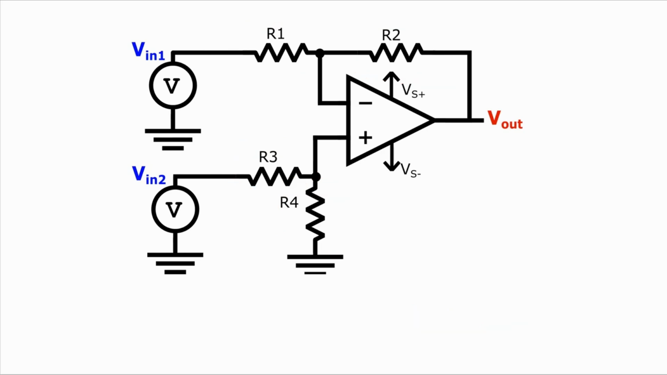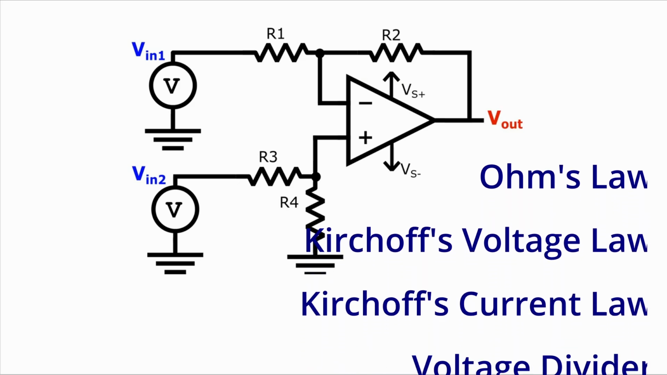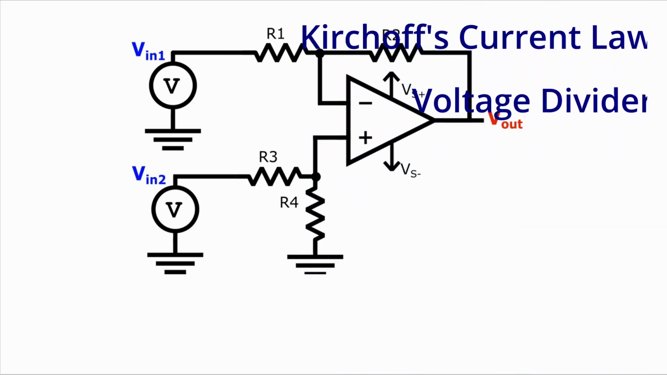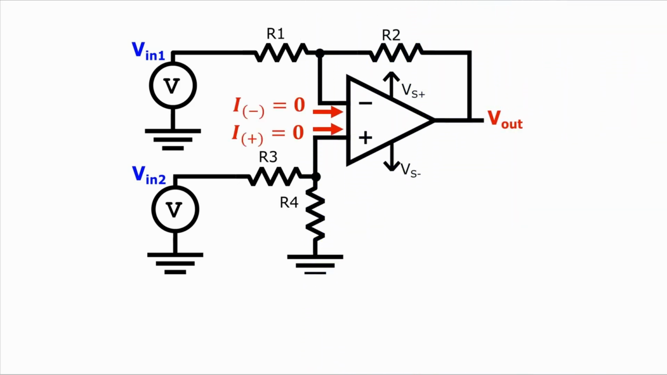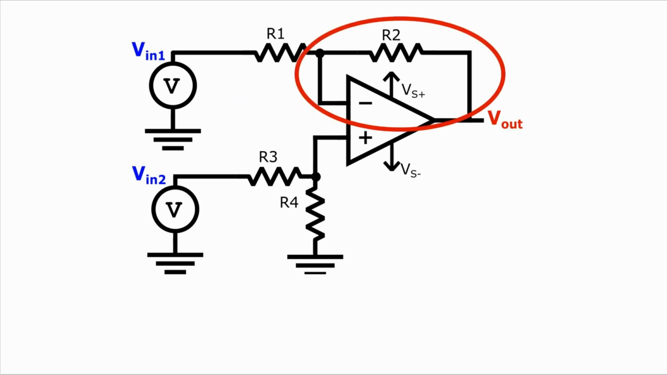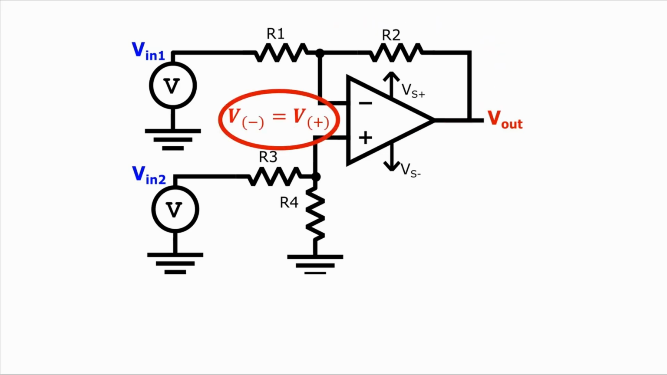So to figure out this function, we will need to use some of our general electrical circuit analysis tools, along with the assumption that this is an ideal op-amp. So no current flows into the inverting or non-inverting terminals. And due to the negative feedback, the two input terminals of the op-amp are at the same voltage.